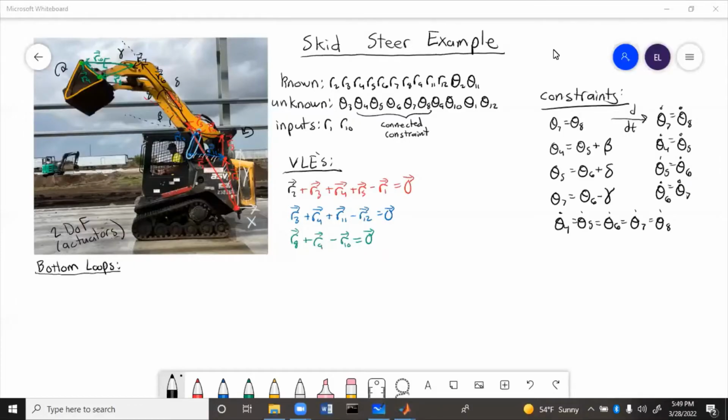So the first thing we need to do is break the bottom loop vector loop equations, those red and the blue ones, into position scalars.